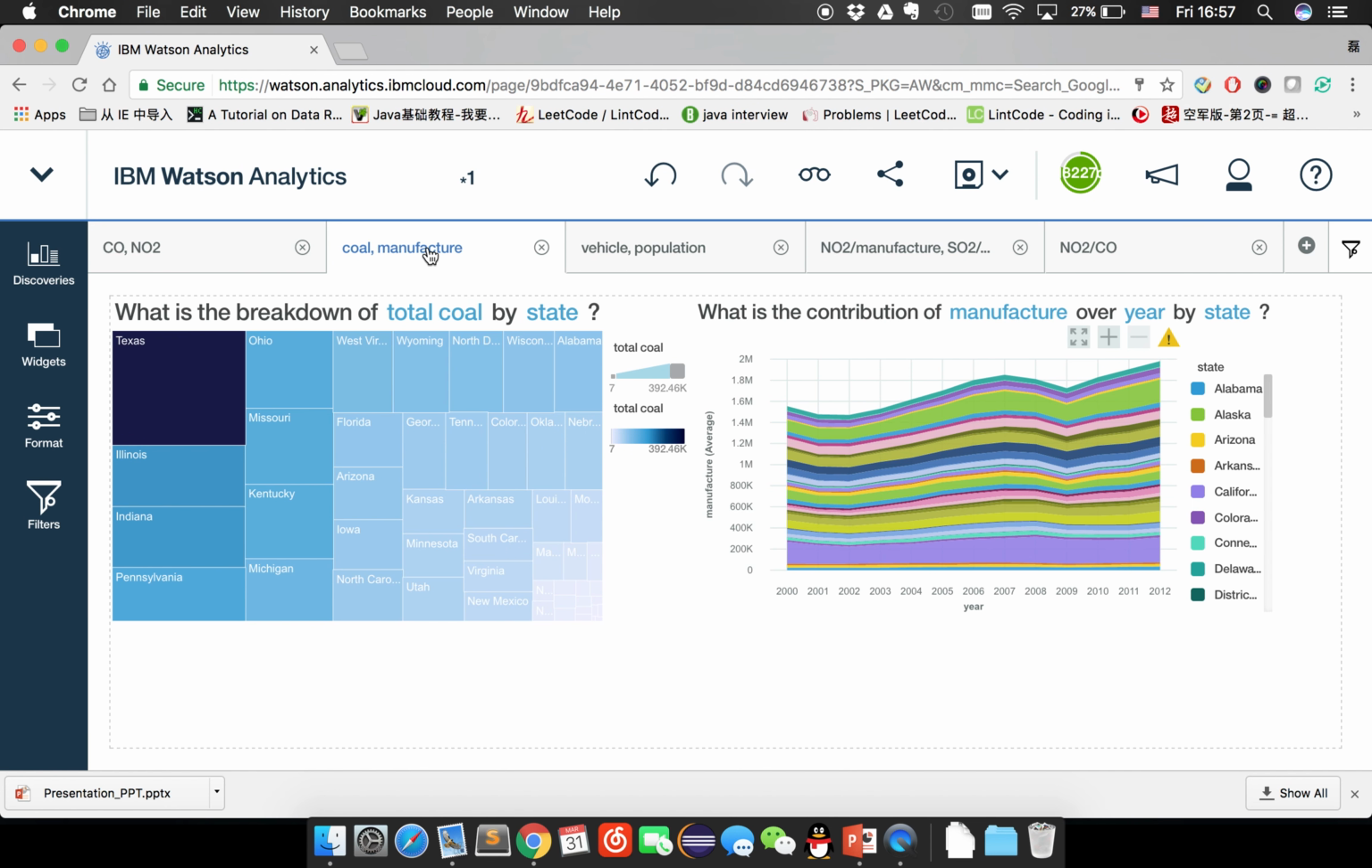Another factor of air pollution is the liquid waste and exhaust gas of manufacture. Here, we use production value of manufacture to represent them. We use a stacked area chart to describe the trend of production value of manufacture. As a whole, the production value increases over the years with a little drop in 2009. Different colors represent the contribution of production value of different states.